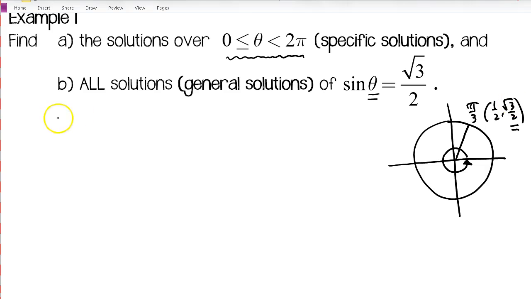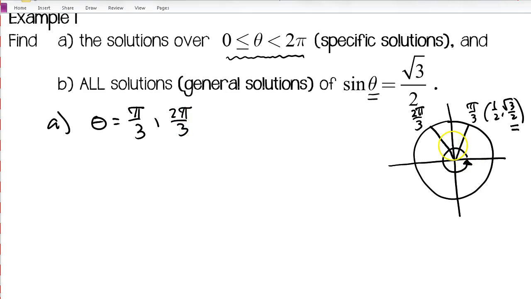So for part A, one of our answers is going to be pi/3, and were you able to think of another spot on the unit circle that we would also have a y-coordinate of √3/2? Well, if we look over here, this would be 2 pi/3. It would also have a positive y-coordinate of √3/2. So that would be an additional answer.